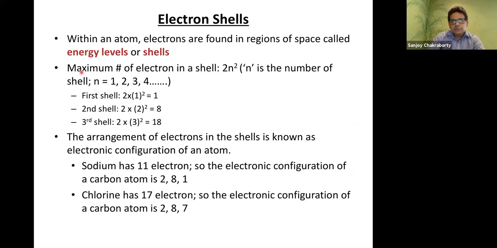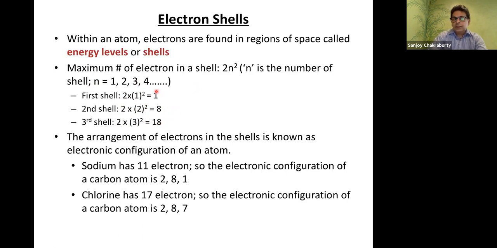So the maximum number of electrons in a shell is given by the formula 2n squared. n is the number of the shell. What does that mean? For the first shell, n is 1, because that's shell number 1. So 2 times 1 squared is, oh, sorry about that, that should be 2. This is a mistake in the slide. So 2 times 1 squared should be 2. Similarly, 2 times 2 squared is 8, like 2 times 2 is 4, and then 4 times 2 is 8. 2 times 3 squared is 18.